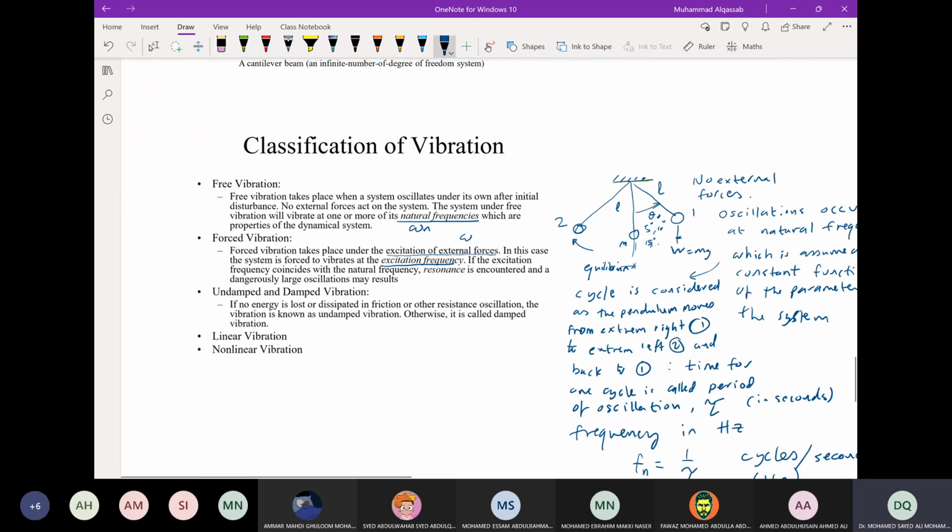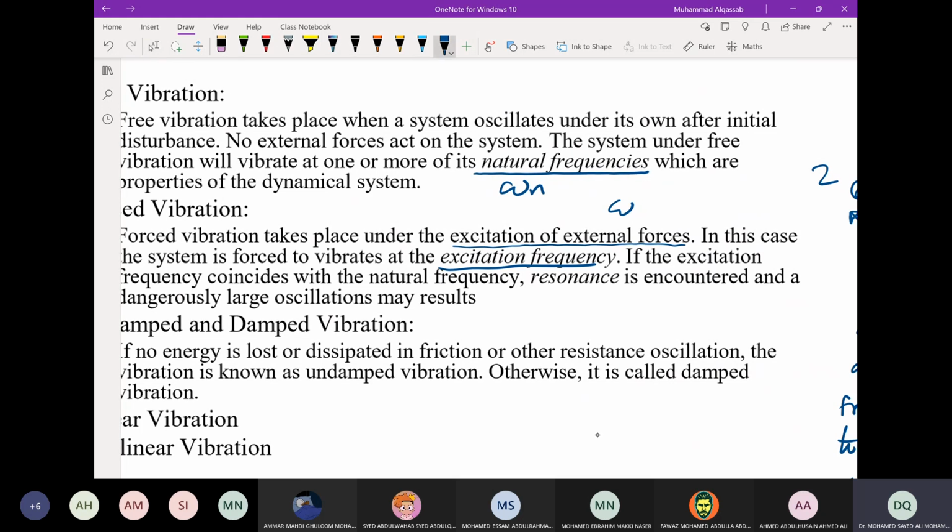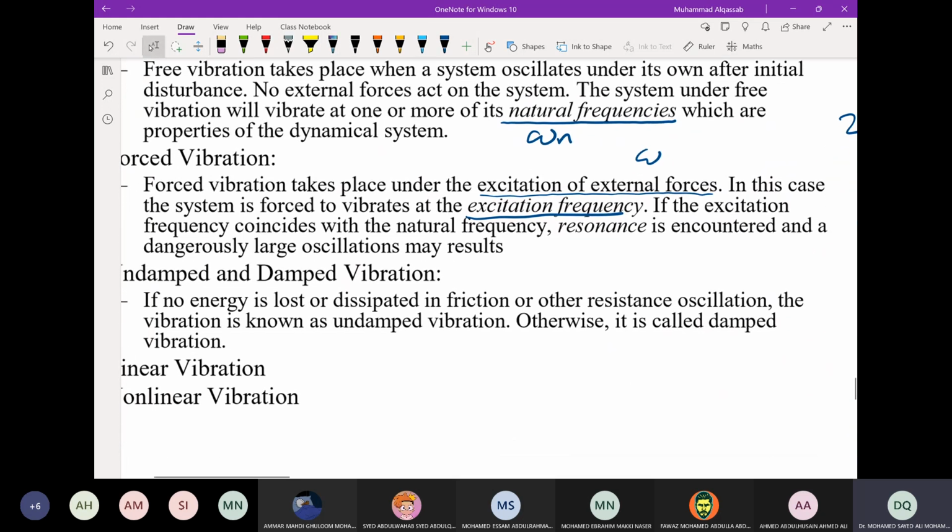Okay, so those are 2 main categories of vibration. The forced vibration takes place under the excitation of an external force, which means you are forcing the system to oscillate with omega. And this omega is called the excitation frequency and can have 3 different values. If the excitation frequency coincides, equal to the natural frequency omega n, resonance is encountered, and a dangerously large oscillation may result.